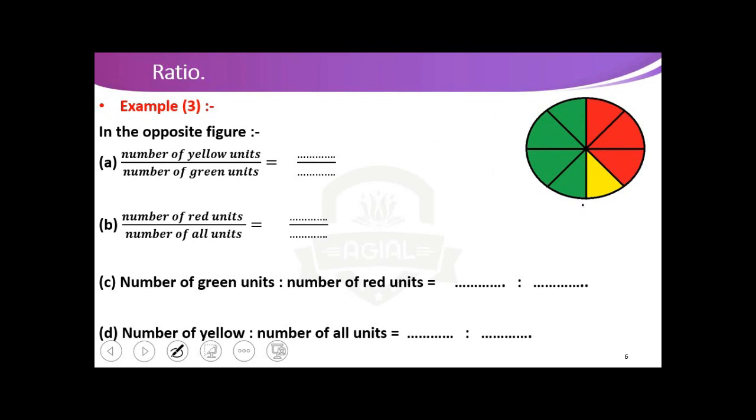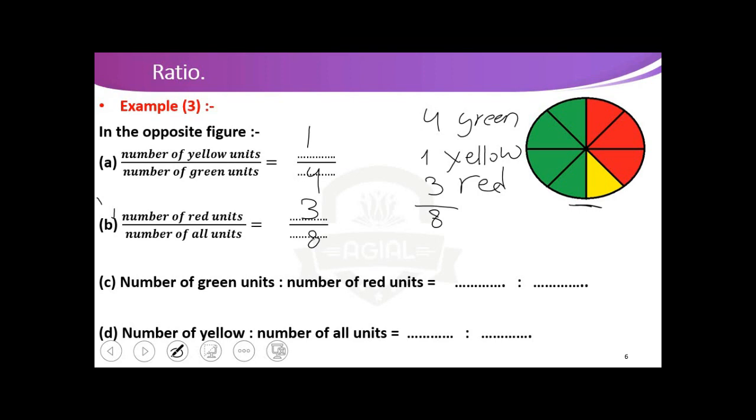Example 3. In this figure, we have 4 green units, 1 yellow part, and 3 red parts. The ratio between the number of yellow units to the number of green units equals 1 over 4. The number of red units to the number of all units: the number of red is 3, and all units equal 8. So this ratio is 3 to 8.